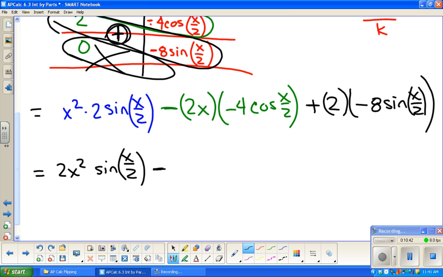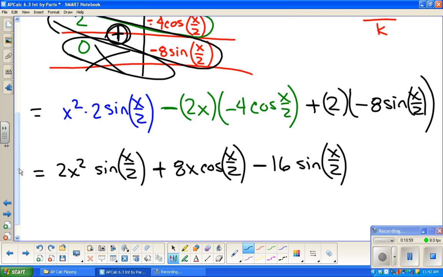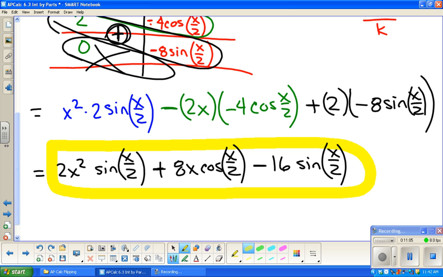This will be minus a negative, so plus 8x. Yeah, I'll put parentheses there. I don't need them, but I will. And minus 16 sine x over 2. Okay. And that is that. So 2x squared plus 8x minus 16.